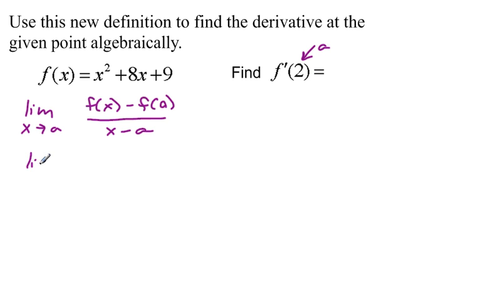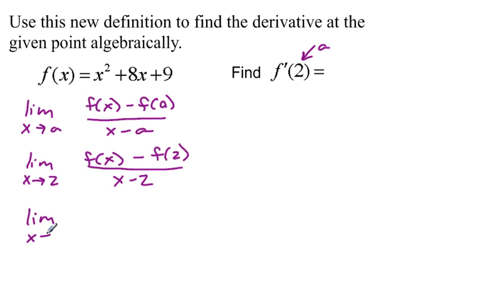So that is our a value. So we're going to rewrite this as the limit as x approaches 2 of f of x. Remember, x is not my stationary value, so those x values keep changing, minus f of 2, which is stationary at 2, all over x minus 2. So now we just start substituting in. Limit as x approaches 2. What does f of x equal? It equals this expression up here. So we're going to put in x squared plus 8x plus 9.